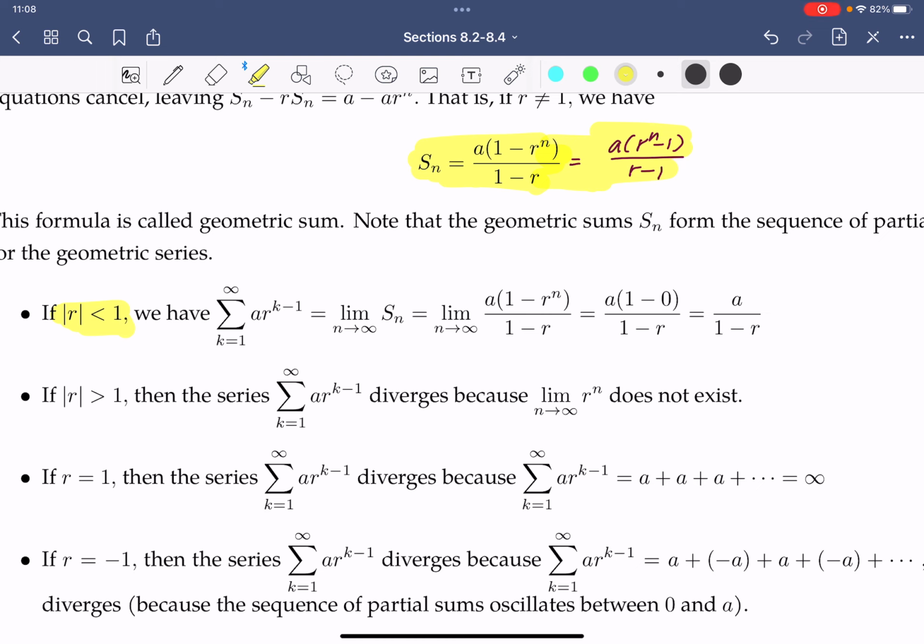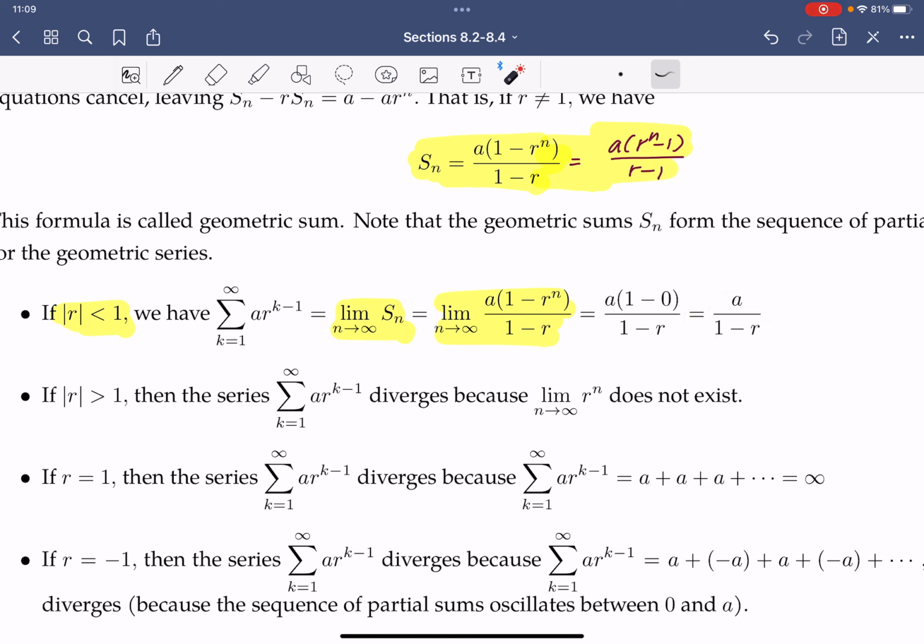So if absolute r is less than 1, when you take the limit of Sn, it's going to be the limit of this term. But because absolute r is less than 1, r to the n is going to go to 0. And that means the answer is going to be a times 1 minus 0 over 1 minus r. So the answer is only a over 1 minus r. Same formula as you learned in high school. So the geometric series is going to be convergent when absolute r is less than 1, and the limit is a over 1 minus r. This is the conclusion for the statement.